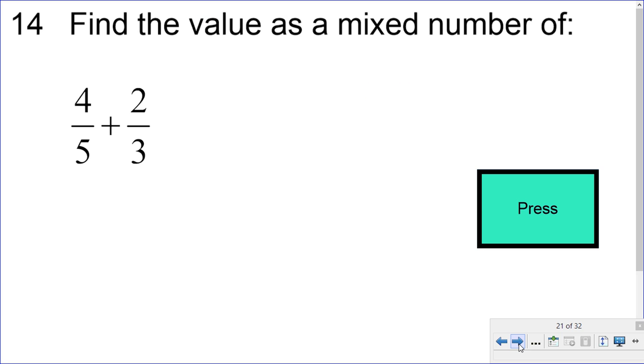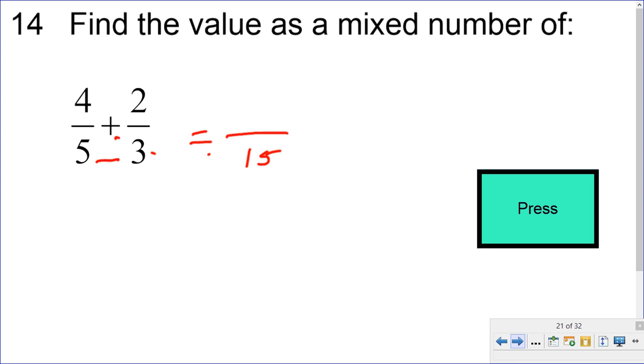So here's our first question. Find the value as a mixed number of 4/5 plus 2/3. Okay? Well, my first step is to multiply the denominators. So I have a denominator of 5 and 3. So I'm going to multiply that out, and that'll give me 15.